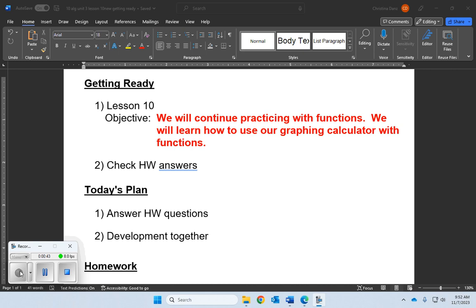So if you could just write down the objective, that we will continue practicing with functions. And today we're actually going to learn how to use our graphing calculator. Maybe I shouldn't say learn, maybe I should say refresh your memory about how we can enter things into our calculator to maybe help us answer some questions. And I actually want to go over your homework with you here. I have put it into your Google Classroom so that you could see what the notes were from lesson 9 along with the homework, but I'm going to talk about it right here.